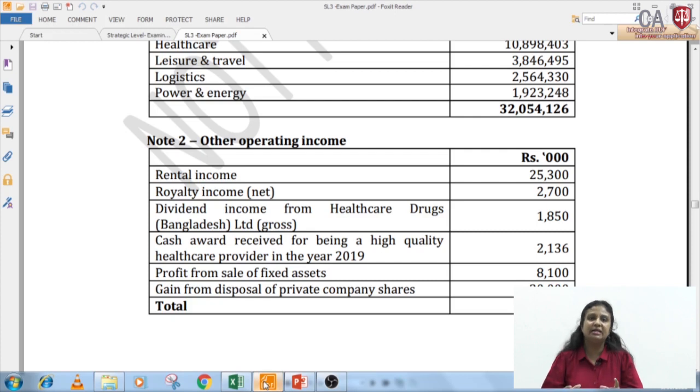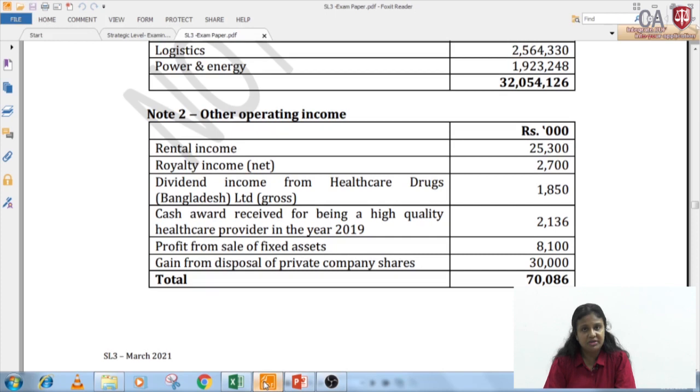Being a high quality healthcare provider, you have received the cash award. What is that? Because you are in that business, you have received this gift on behalf of the business. Effectively connected to the business, then this is part of the business income.